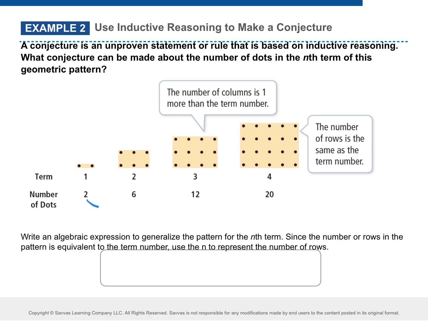So how do I get from 2 to 6? Add 4. How do I get from 6 to 12? Add 6. 12 to 20? Add 8. What would I do next? Add 10 to get 30. Okay, so we could do it arithmetically that way.